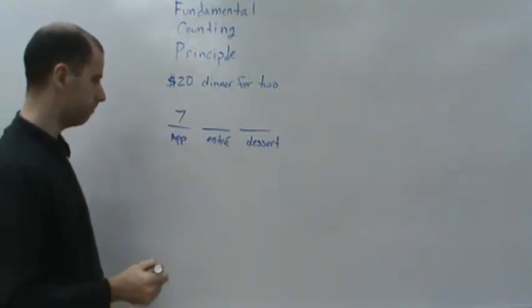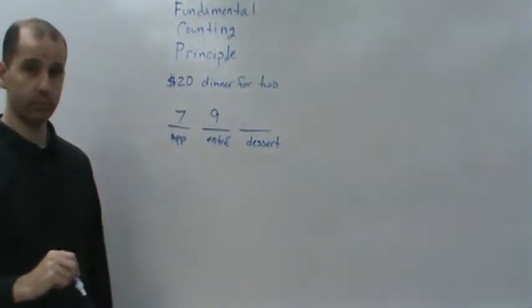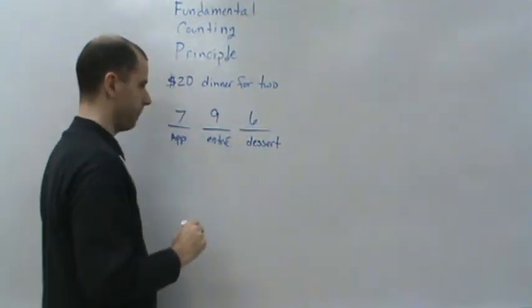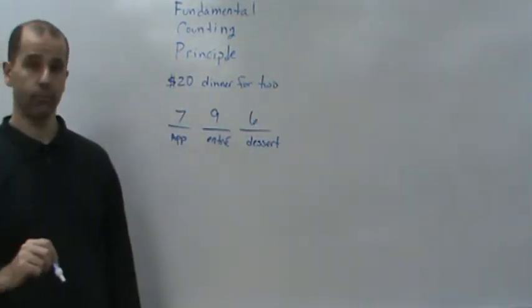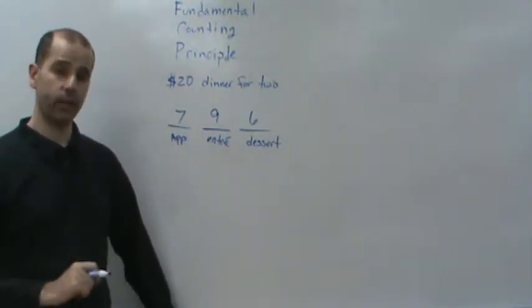Okay? And let's say there are 9 entrees to choose from. And then on the dessert menu, let's say there are 6 desserts you could choose from. So the question is how many different meals can I create?